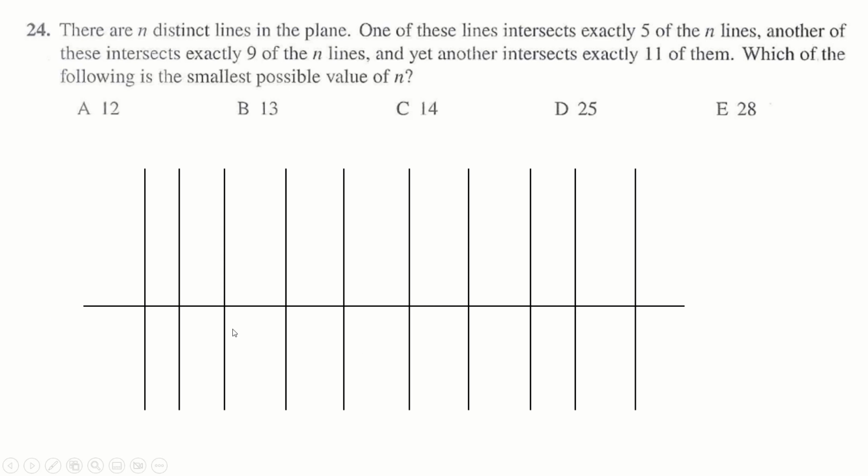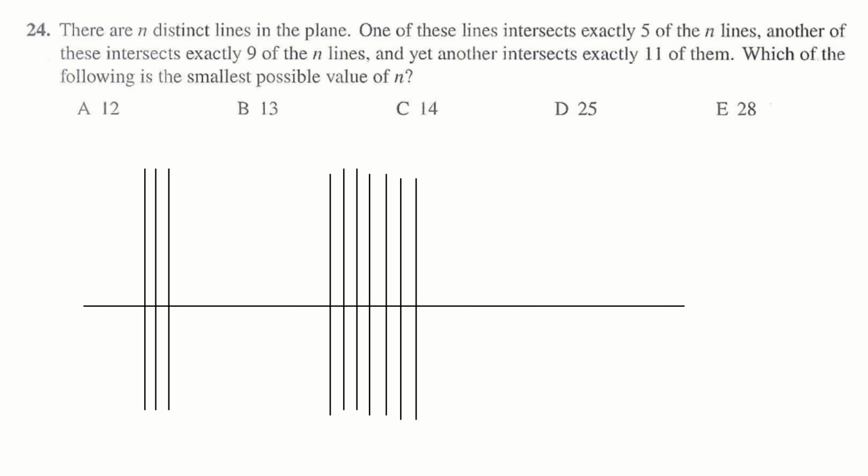Right? Now, clearly this is wrong because there's nothing intersecting 5 lines and nothing intersecting 9. So what I'm going to do is I'm just going to group the lines together a bit. Sorry, that's 11 lines there. Group the lines together a bit, and then put another one going diagonally through everything. Because the key to this question is, it doesn't say exactly one line intersects 11. It just says one of them does. So now I've got 2 lines intersecting 11 other lines.